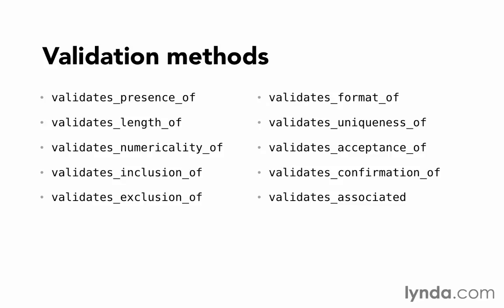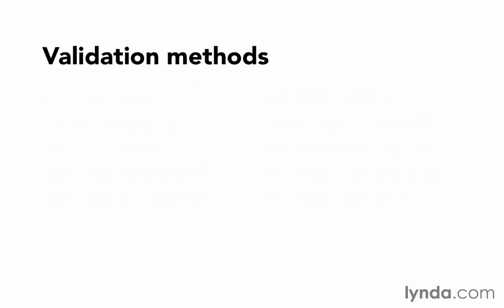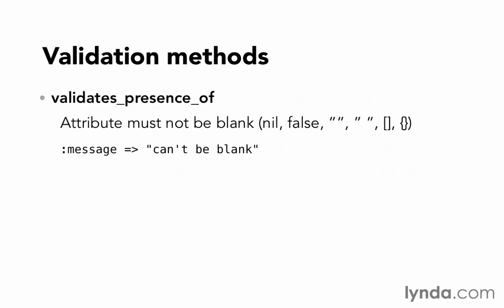In total, there are 10 validation methods that we can use. The first one is validates presence of. We already used this one so that we could take a look at form errors. We call this validation in our model file by adding validates_presence_of, and then a space, and then a symbol, which is the attribute that we want to validate. The validation can also take a second argument, which is a hash of options for configuring its behavior. Almost all of the validations work the same way. They take an attribute followed by a hash of options.